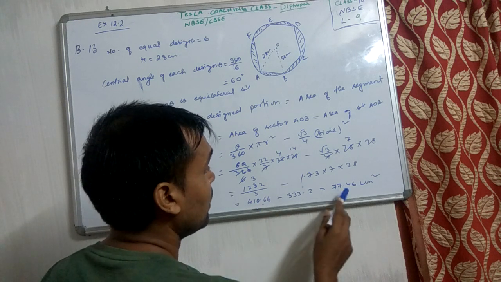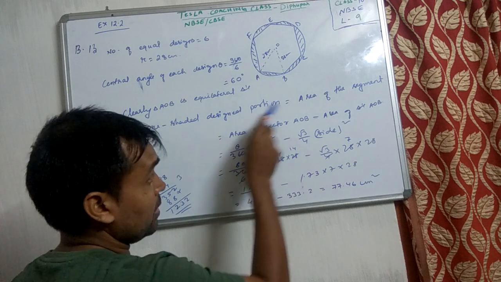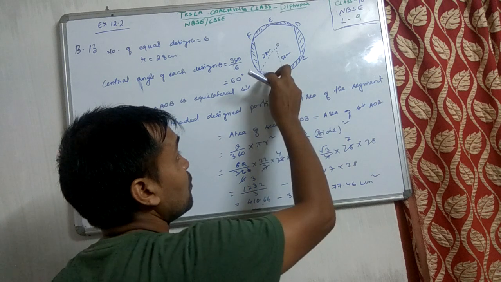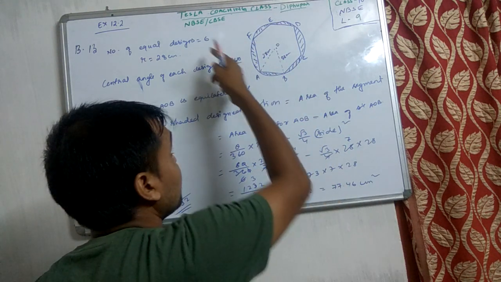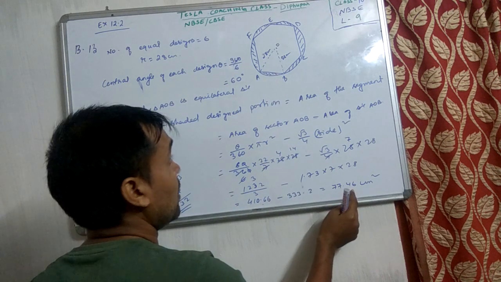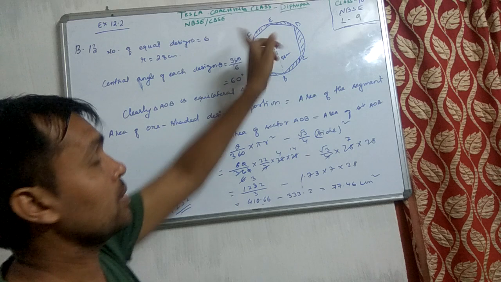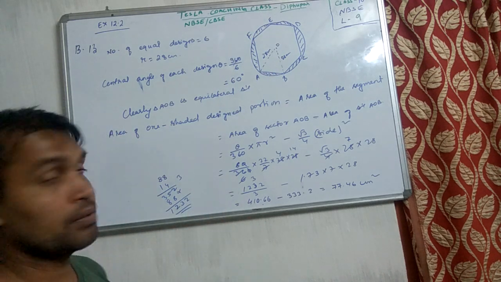So the area of one shaded design portion is how much? 77.46 centimeter square. This is for one, and all the shaded portions are the same. So how many shaded portions are there? 6. We will multiply by 6, and you will get the area of all the shaded portions. First copy it down, then we will continue with the remaining part.